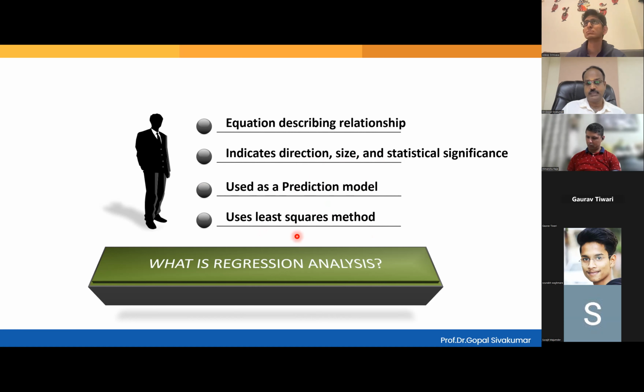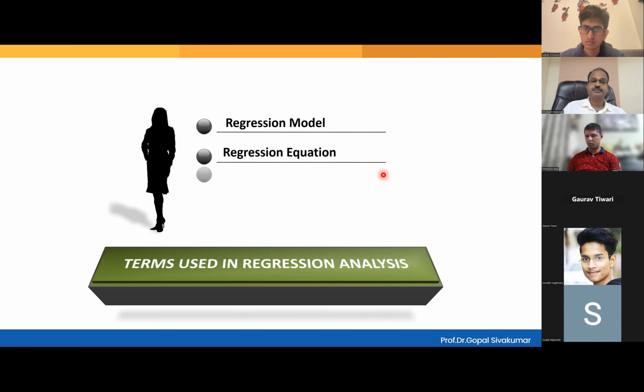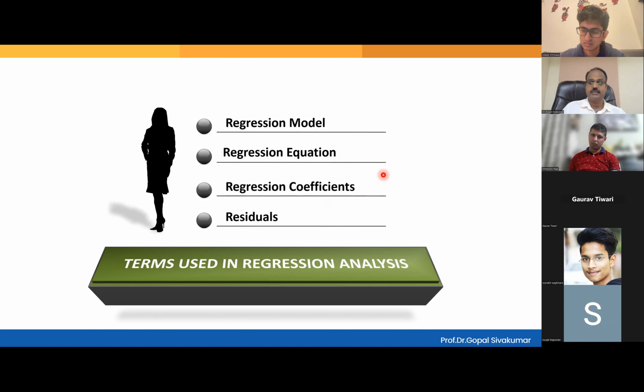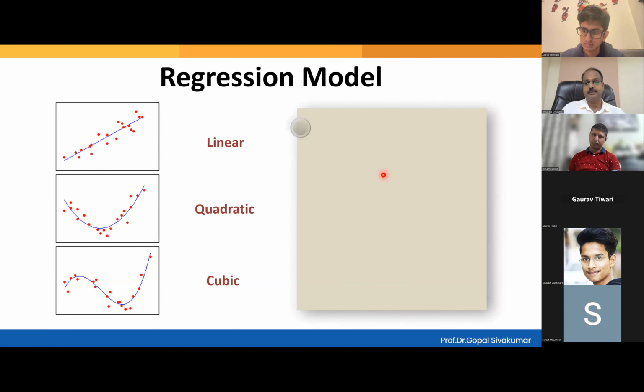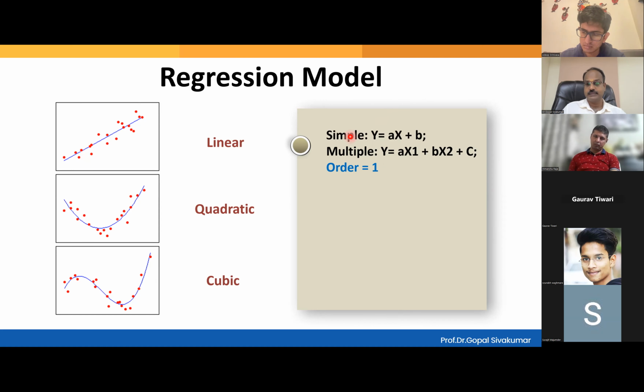There is a method known as least square method, or principle of least square method, that will ensure the error in your regression equation is minimized. So regression model, regression equation, regression coefficient, and residual. See here, if your scatter diagram is like this, then the relationship is linear. Now you will go with the linear regression. Look at your equation: Y equal to AX plus C. Sometimes people write it as Y equal to MX plus C.